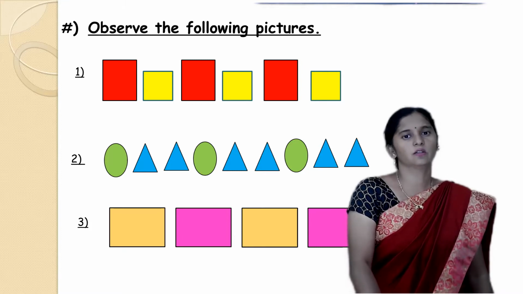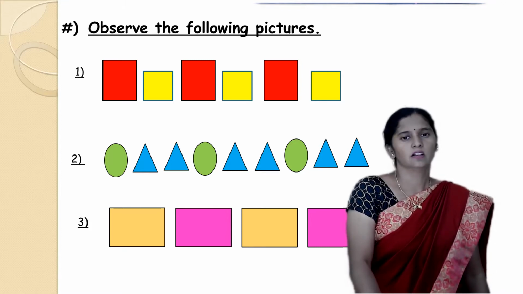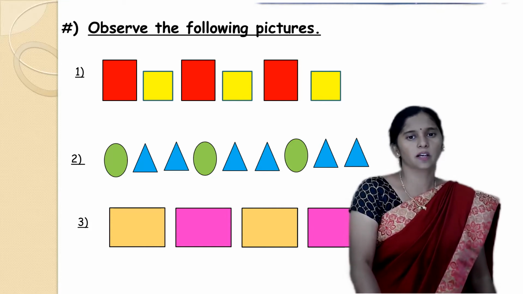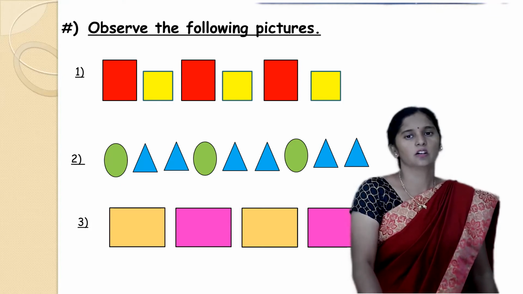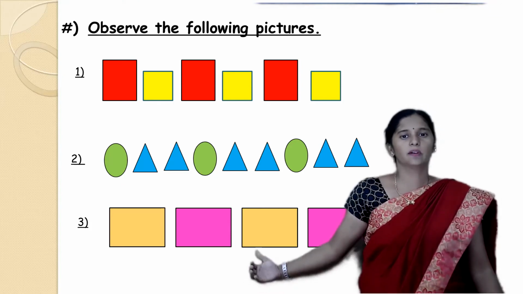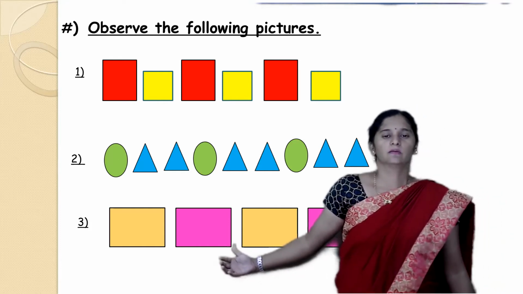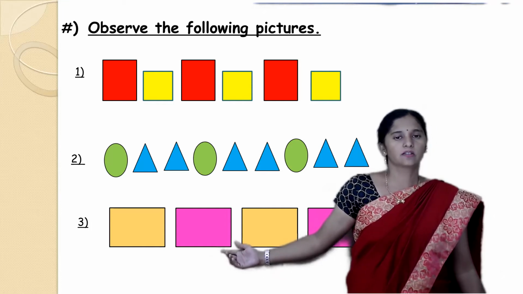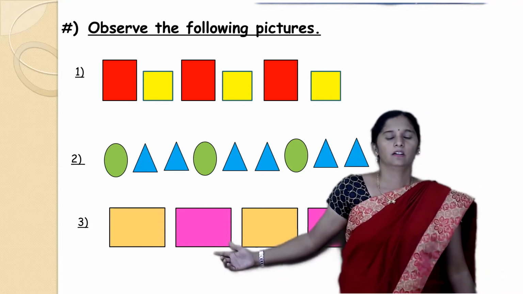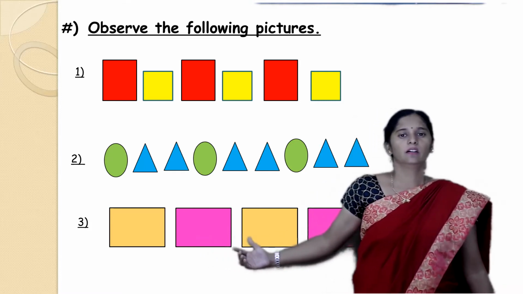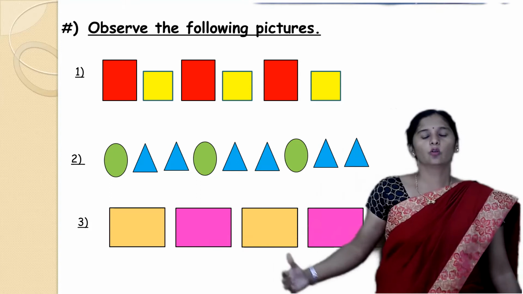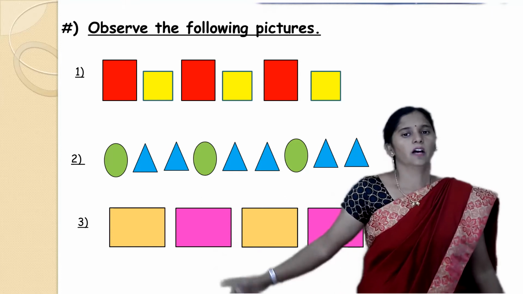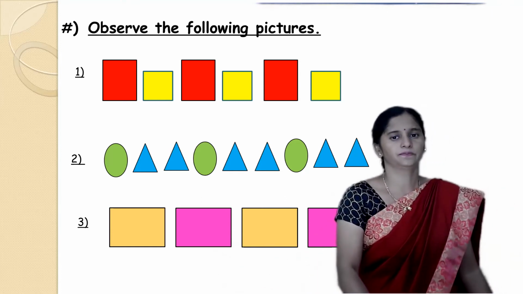In the second, the circle, two triangles. Circle, two triangles. The first group is a circle and two triangles forming one group, and the same group we are repeating next to form the pattern. Here in example number three, the shapes are the same, that is the rectangle, but we can say the difference here is the color. The first one is yellow, the second one is pink. Then yellow, then pink. Here group number one is yellow and pink. Here both the colors we have repeated next to form the pattern.